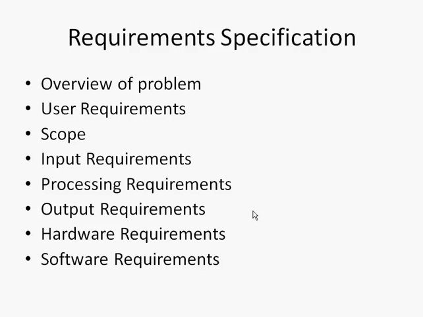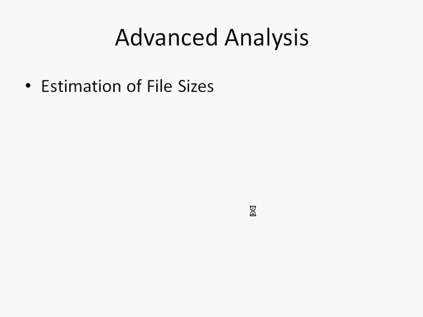But once you've done those first 6 bullet points, you might consider doing some extension work, some advanced analysis work. And the first piece of advanced analysis work you might do is estimation of file sizes. And then the second might be something called alternative choices. We'll look at these two options in more detail now.